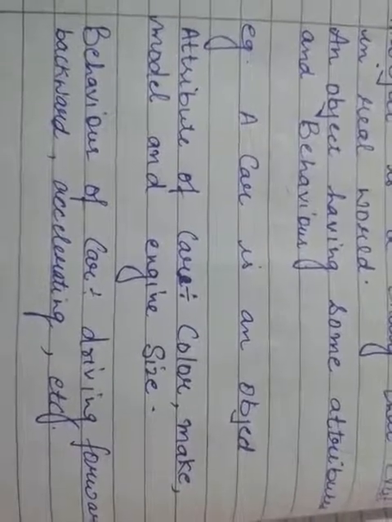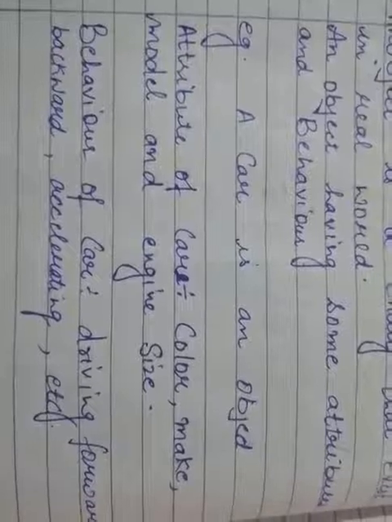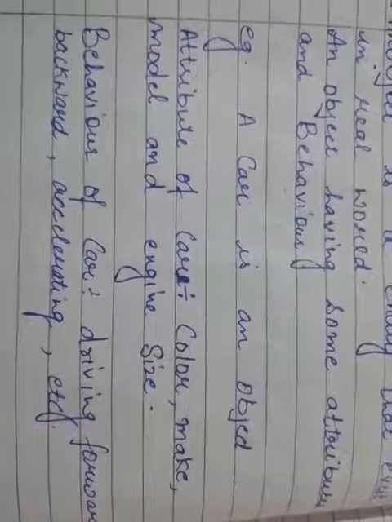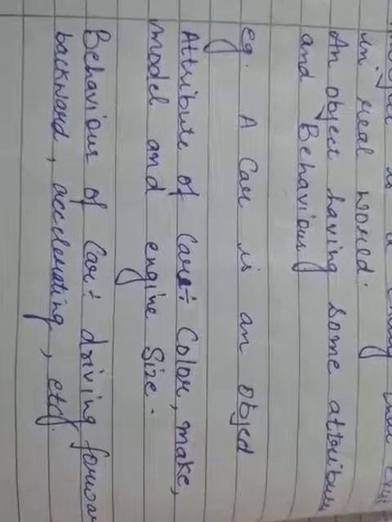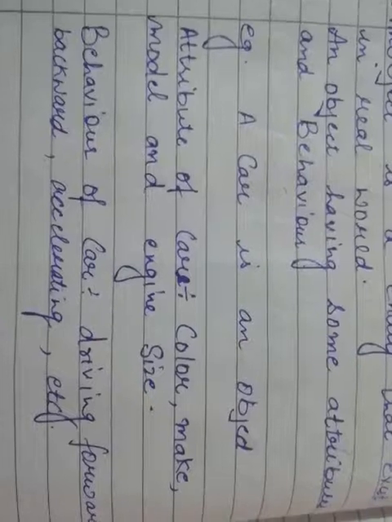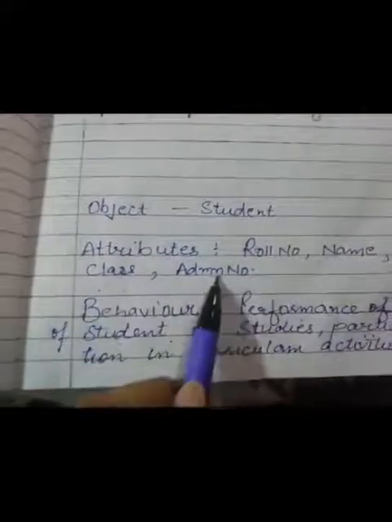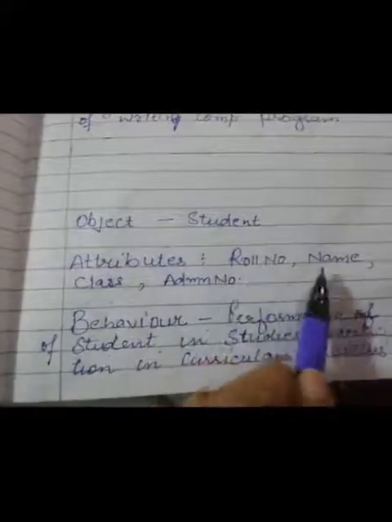Suppose you have an object named student. So what will be the attributes and behavior of a student? Just think about it. The attributes of a student are roll number, name, class, admission number. Every student has a roll number, a name, a class, an admission number. That is, it is always common.